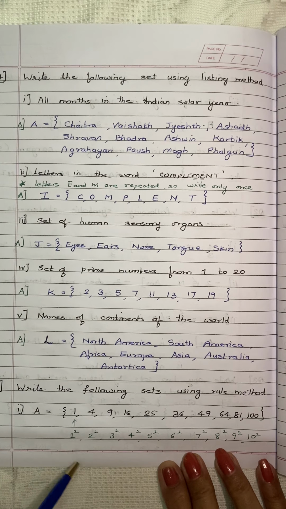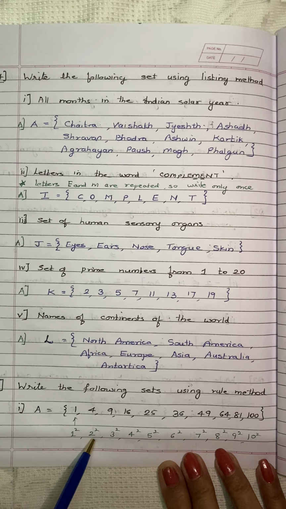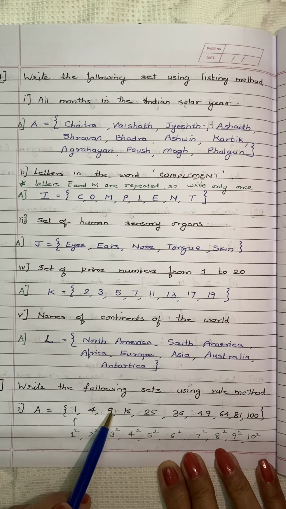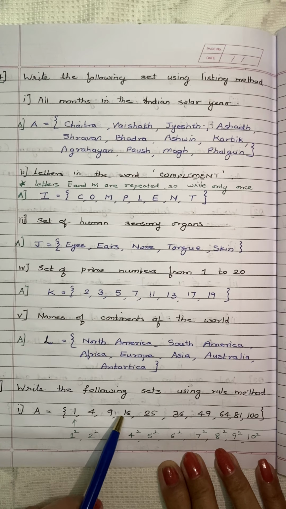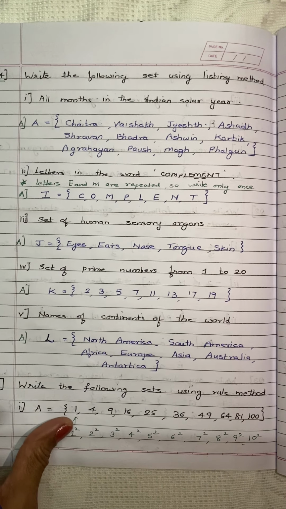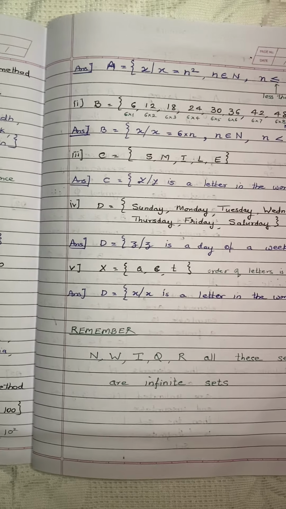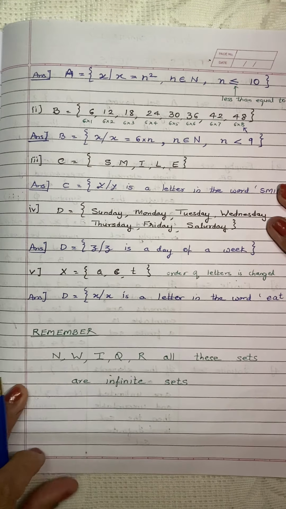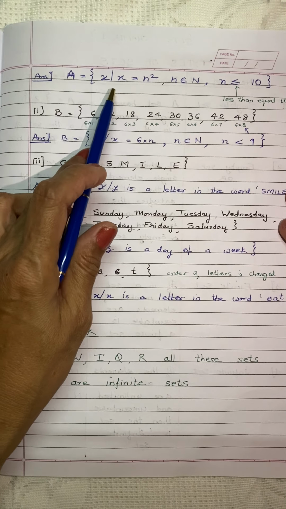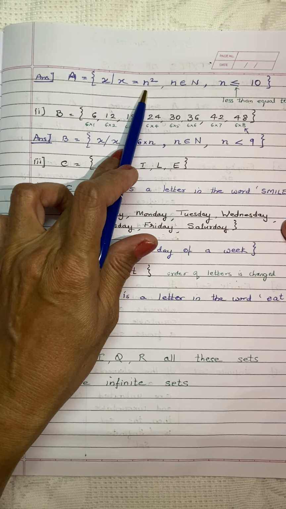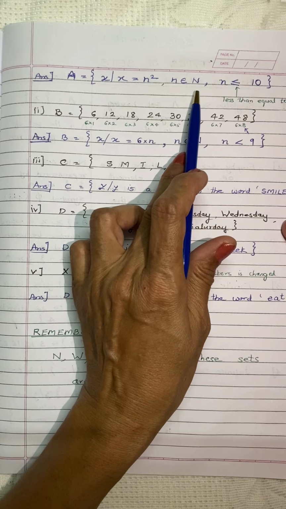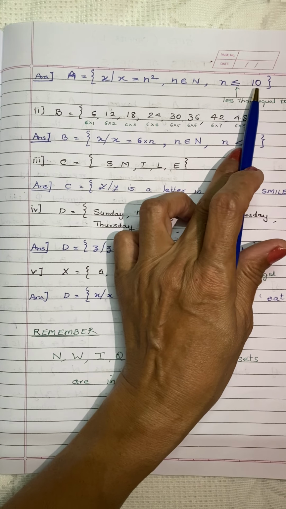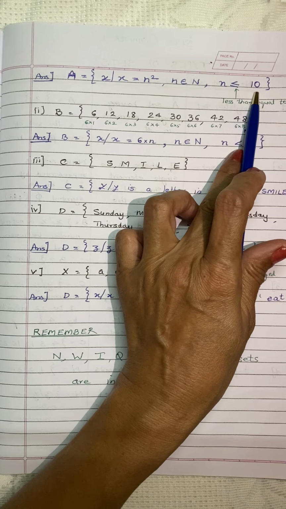If you look at the numbers, we will realize that they are squares of numbers. That is 1 is the square of 1, 4 is the square of 2, 9 is the square of 3, 16 is the square of 4 and so on. So we write the answer as A is equal to x such that x is equal to n squared, where n belongs to natural numbers and n is less than or equal to 10. So we can include 10 in this.